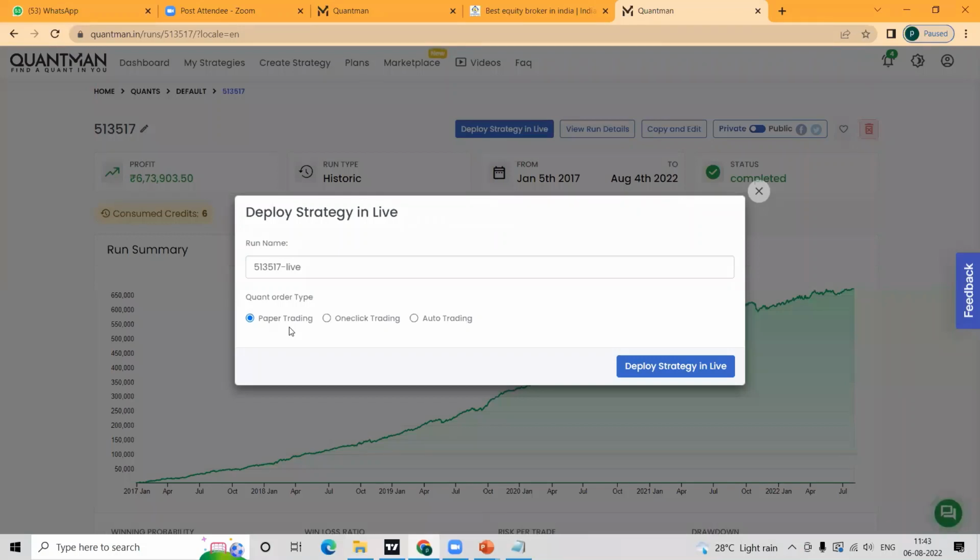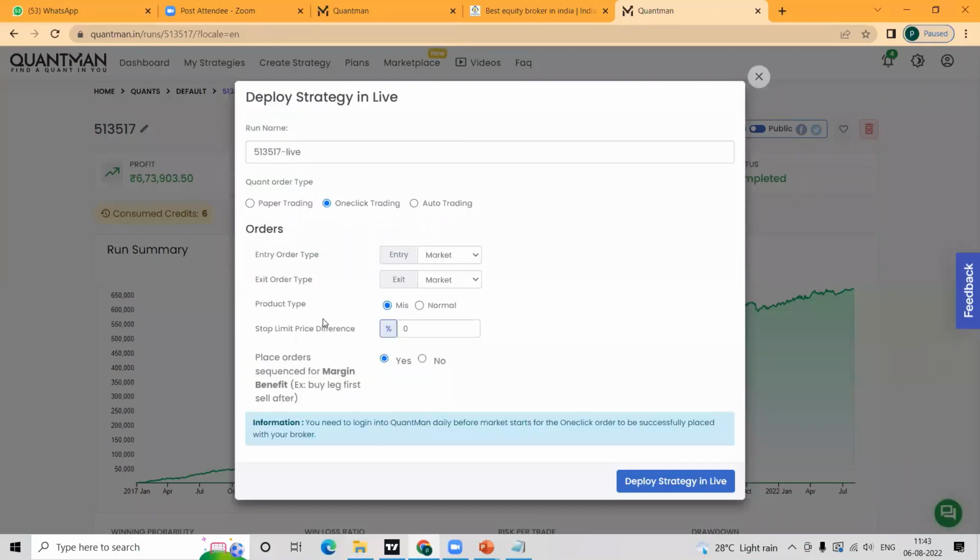It is for recording purposes. If you click on one click trade, then when any signal comes, in that case 9:20 is the signal, you will get a call. You just attend the call and press one button, and your orders are automatically executed. Otherwise, if you choose auto trading, everything is taken care of from the QuantMan end, and nothing needs to be done from your end.